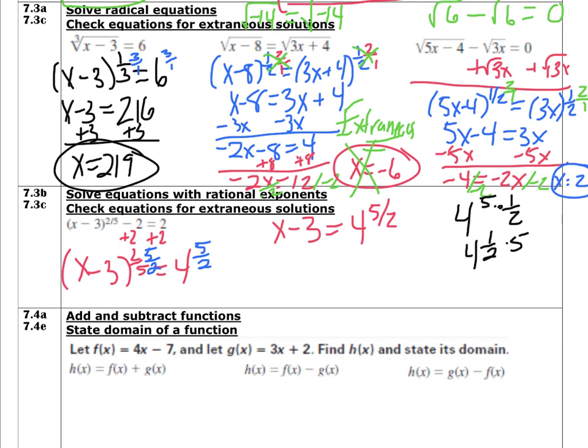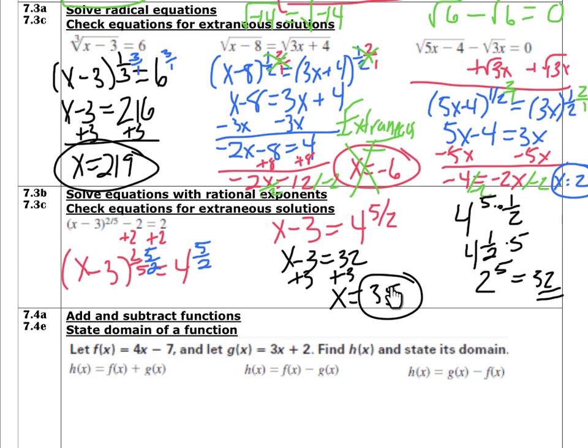It's easier for me to take 4 to the 1/2 power. 4 to the 1/2 power is the square root of 4. The square root of 4 is 2. And then I have to keep the 5 there. 2 to the 5th power is 32. So this number right here is the number 32. So let's change it to x minus 3 equals 32. Let's wrap up the problem by adding 3 to both sides, which would give us an x of 35.